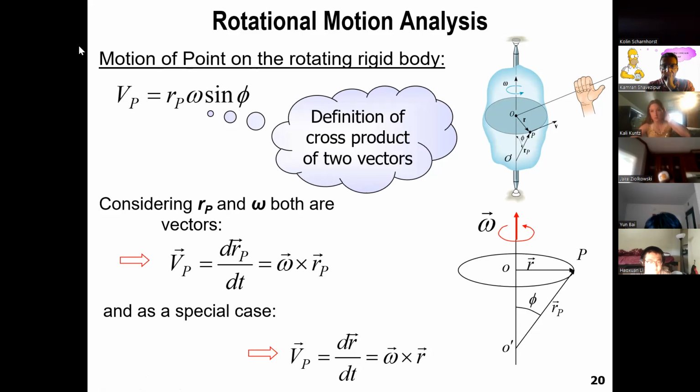Any questions? Did the derivation confuse you? We defined omega as a vector, and we were able to use the cross product of the vectors to get the velocity of the point based on the position vector and omega vector, and the result, the velocity, is also a vector. Right? Easy like a piece of cake, almost.